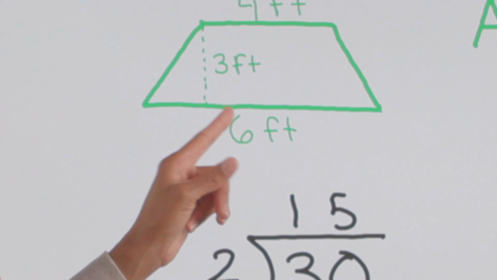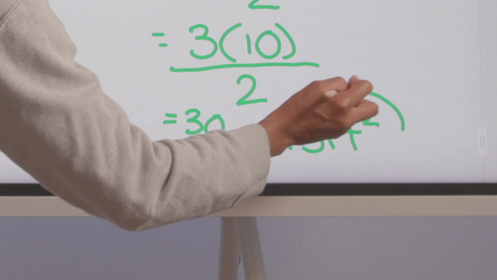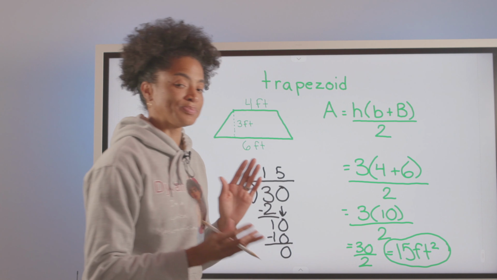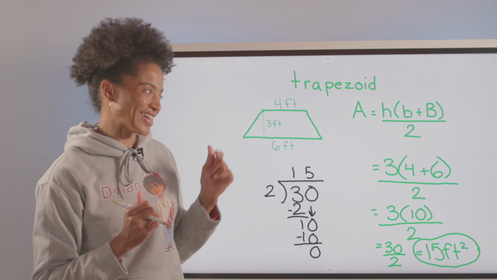We then write feet and we square it. How would we read this final answer? 15 squared feet. Nice work.